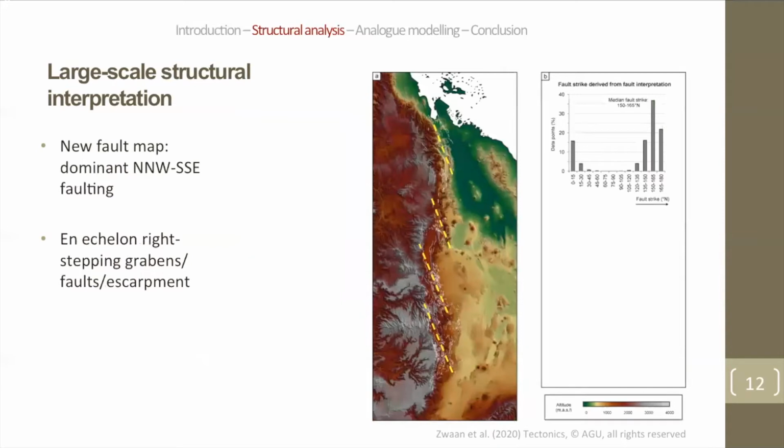What we also found is that the orientation of the faults and the structures along the margin is dominantly north-northwest, south-southeast, as shown in this histogram here and also on this map. And since the margin is north-south, that means that we have an en-echelon right-stepping arrangement of our structures, of our faults, of our escarpment faults, of our grabens. And this is important later on.